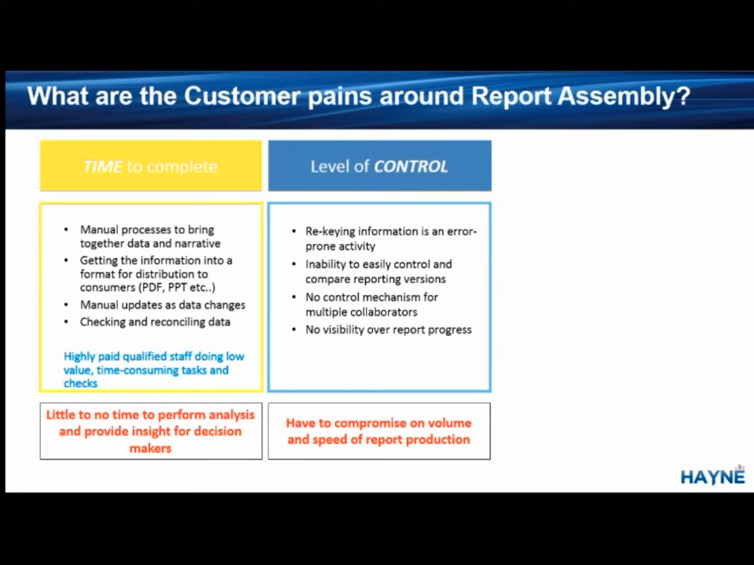So what's happening here is that we're having to really compromise on the volume and the speed of report production. So we're often finding that these reports can take 2 or 3 days, and we're having to shorten them because we just can't deal with the volume.